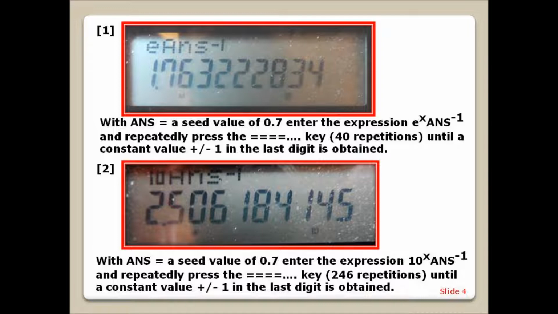2. With answer equal to a seed value of 0.7, enter the expression 10 to the power x, answer minus 1, i.e. reciprocal, and repeatedly press the equals key, in this case 246 repetitions, until a constant value of plus or minus 1 in the last digit is obtained.